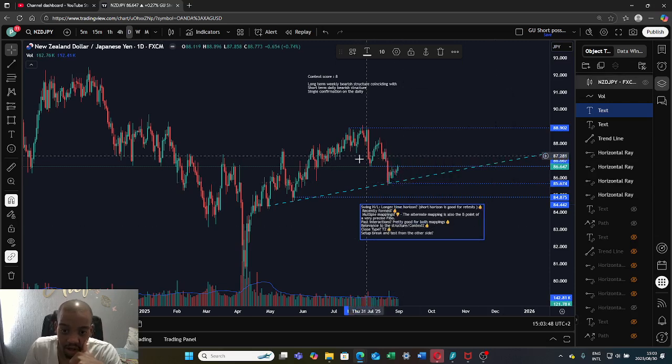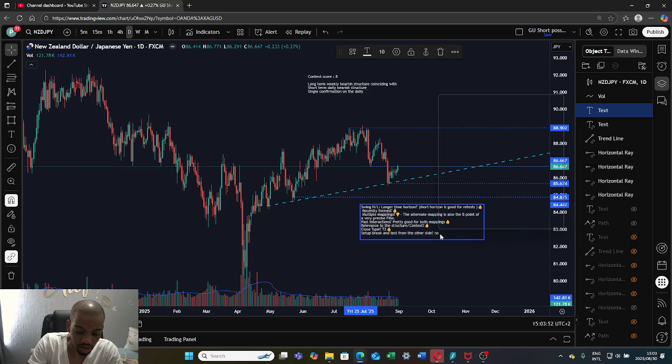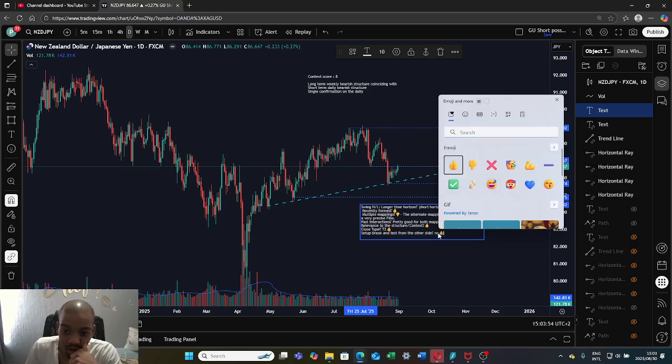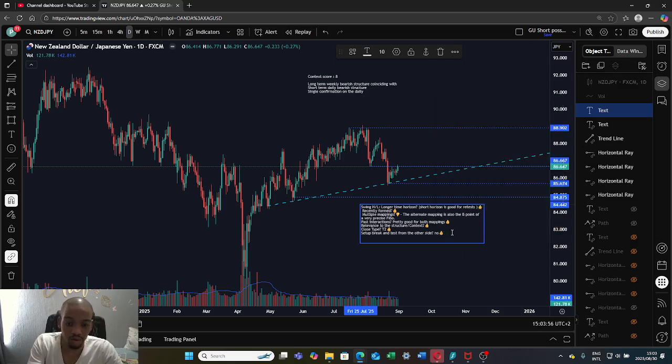Break from the side, break with momentum. Really good swing. Best case is to interact with the alternate mapping.